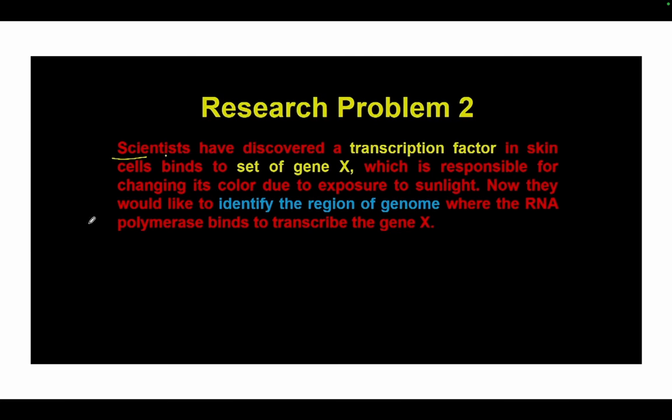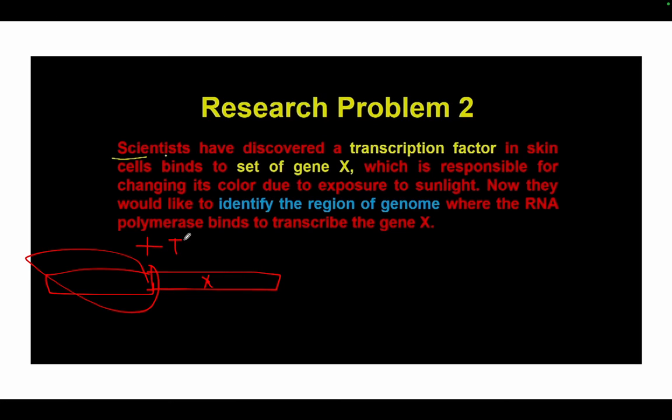So what we'll have to do is, this is our gene. This is our upstream region. This is gene X, and this is some upstream region. So what we'll have to do is take this upstream region, add the transcription factor, and then do DNase digestion.